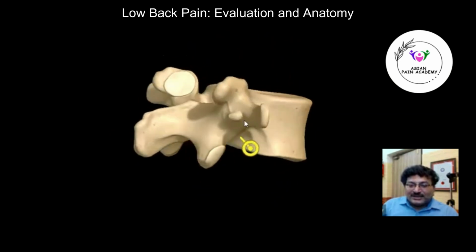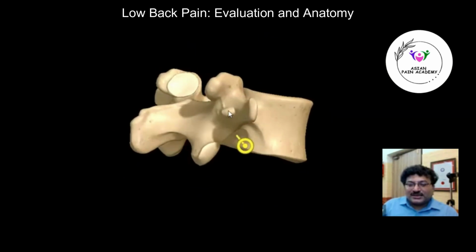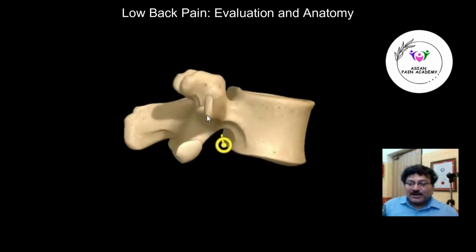So what is there in the middle element of a vertebra? First of all, we should understand the area of the pars interarticularis. This is the bony area, called the pars interarticularis. Remember, there are a lot of structures which are connected with the pars.